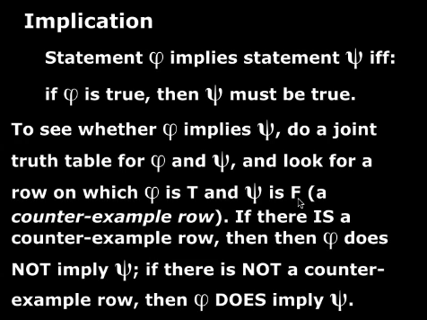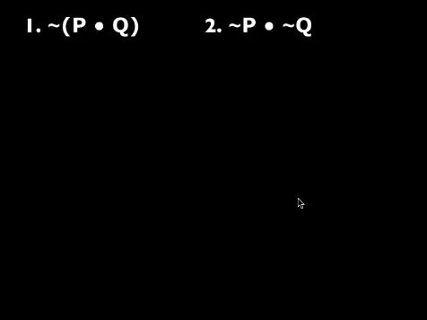If there is a counterexample row, then the implication does not hold. Phi does not imply psi. Okay? If there's not a counterexample row, then the implication does hold. Phi does imply psi. Now this will make more sense once we see a few examples.